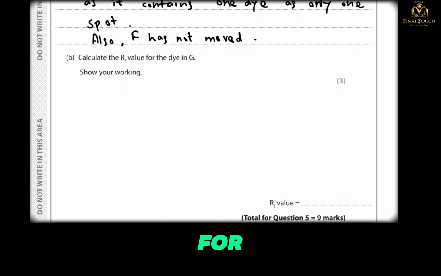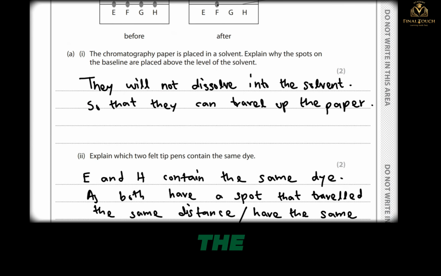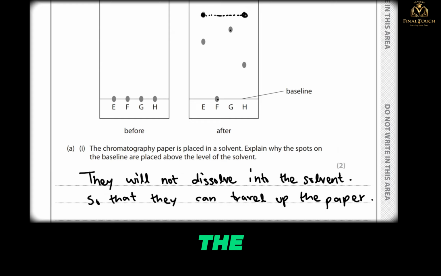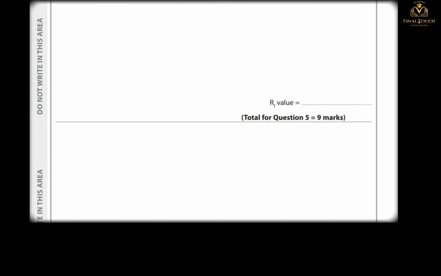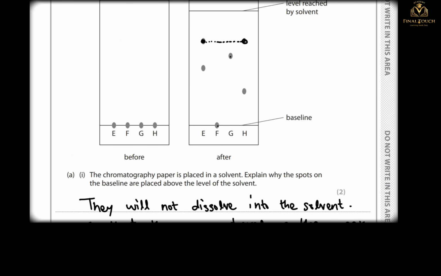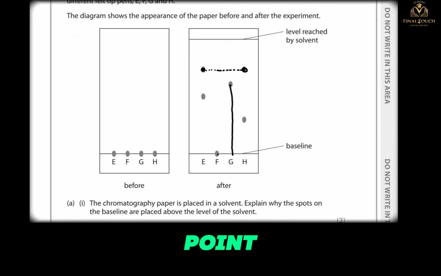Calculate the RF value for the dye in G, show your working. That's the question they told us in part B. So if we measure the approximate value from the baseline, so it was about the dye in G. So we have to measure the distance from the baseline to the point it moved.